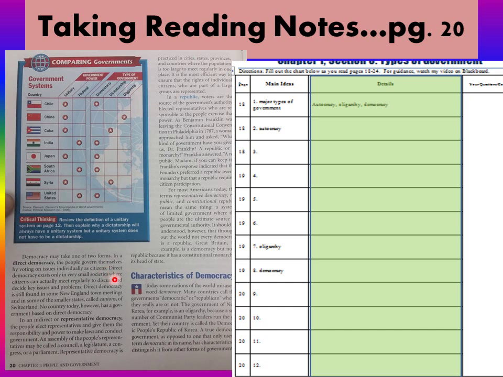Okay, moving on to number 10. Up here it said democracy may take one of two forms. This is the first form, direct democracy. And then number 10 is representative democracy. So I'm going to read from here, and I'm going to stop before we get to republic.